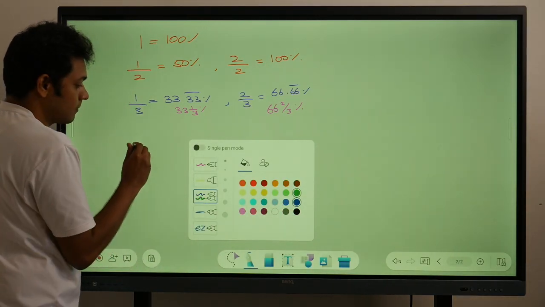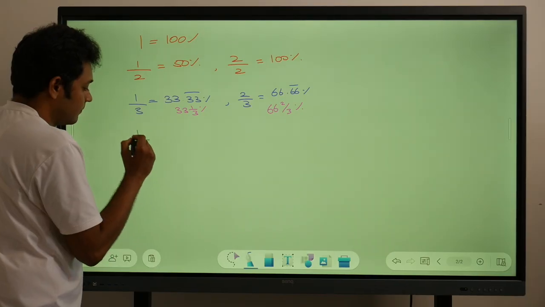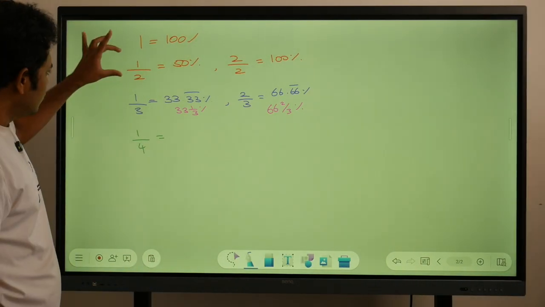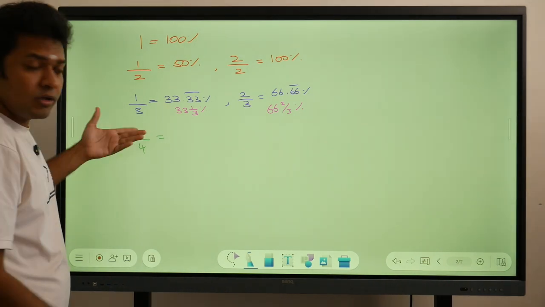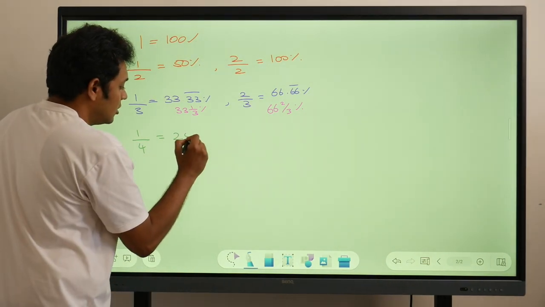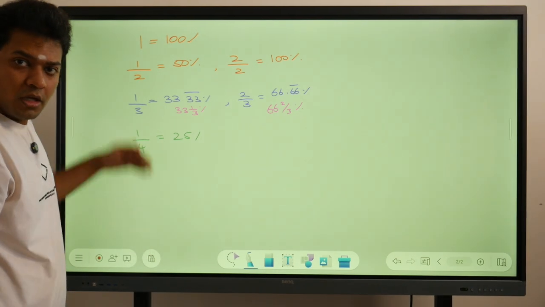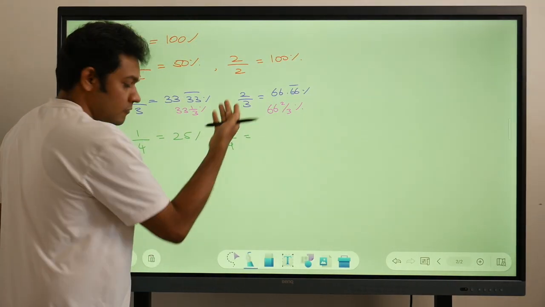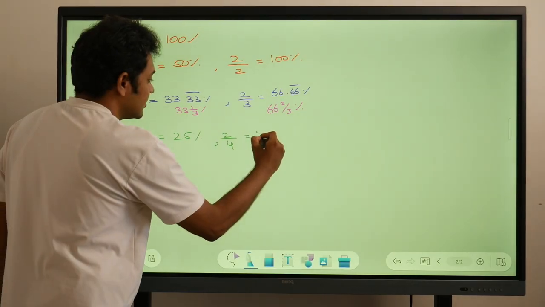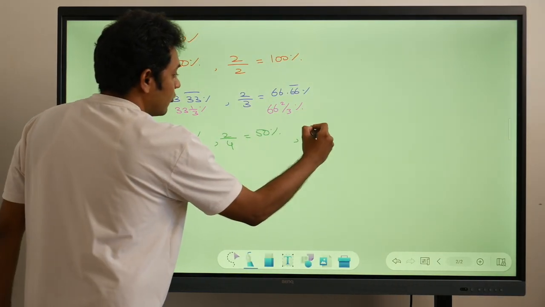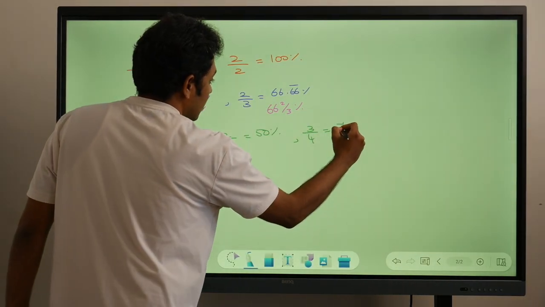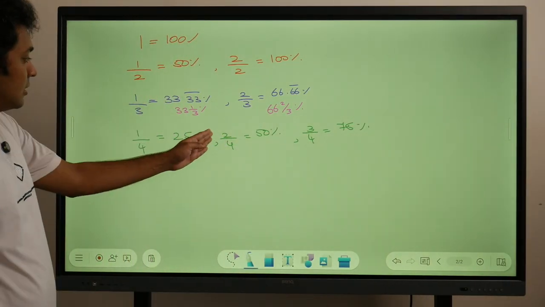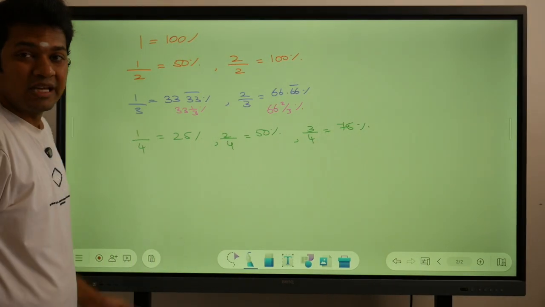Similarly, let's take 1 by 4. What is 1 by 4? Half of 1 by 2. Right? So 1 by 2 is 50. Half of that is 1 by 4. We know it's 25%. Just a derivation of that. 25%. 1 by 4 is 25. What will be 2 by 4? Which is nothing but 1 by 2, which is 50%. So what is 3 by 4? 75%. Right? So quarter, half, 3/4, 3 quarters.